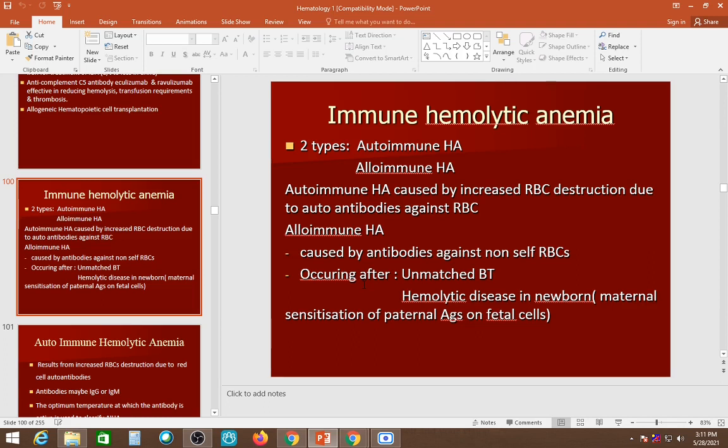Autoimmune hemolytic anemia means increased RBC destruction due to the presence of autoantibodies against the RBC. Okay? Means you're producing antibodies against your own cell. And alloimmune hemolytic anemia is caused by antibodies against non-self RBCs. It usually occurs following an unmatched blood transfusion and also in hemolytic disease of the newborn. Okay?